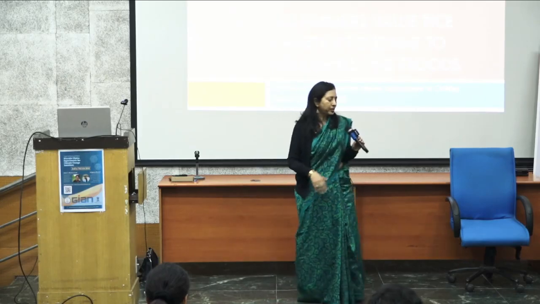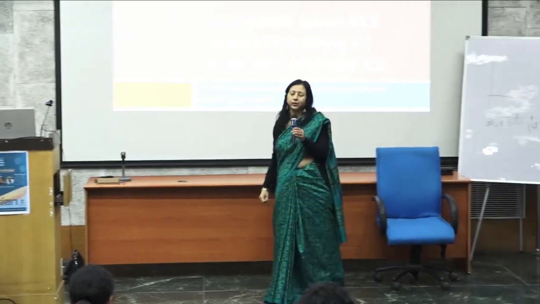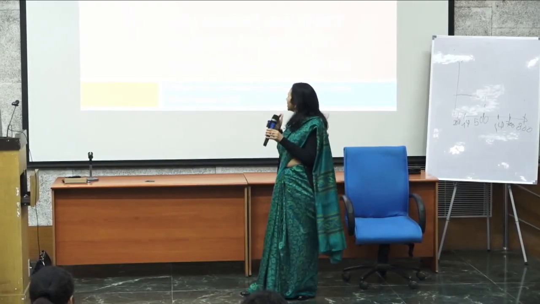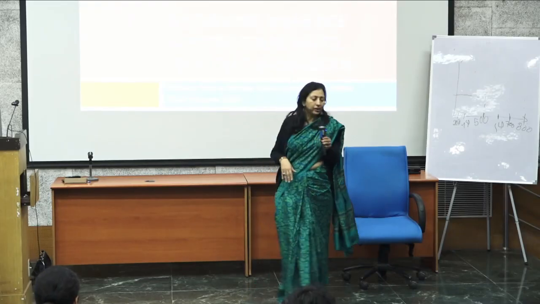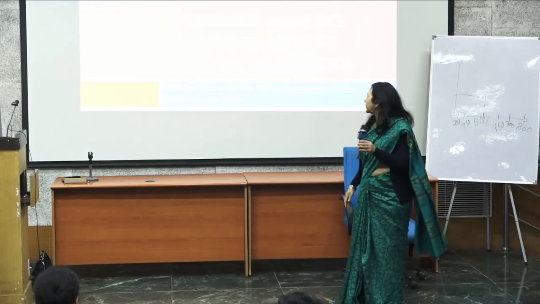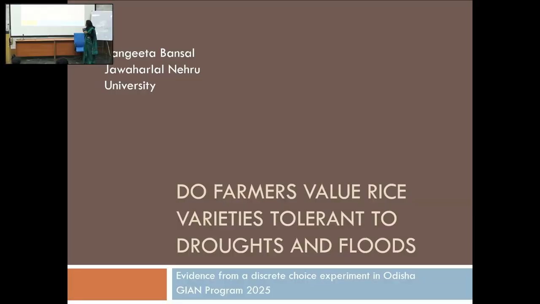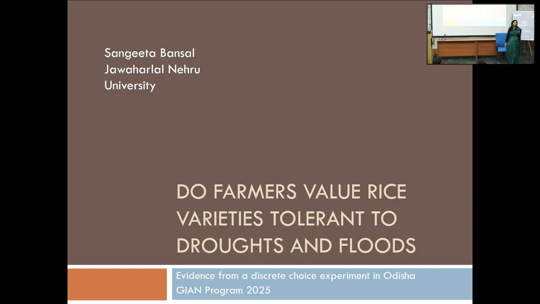One of the applications that we are going to cover today is on adaptation measure, and the other one is on mitigation measure. So the first paper that we are covering today is about farmers: do farmers value rice variety tolerant to droughts and floods? And there is evidence from India. So that's the first application of discrete choice methods that we did.